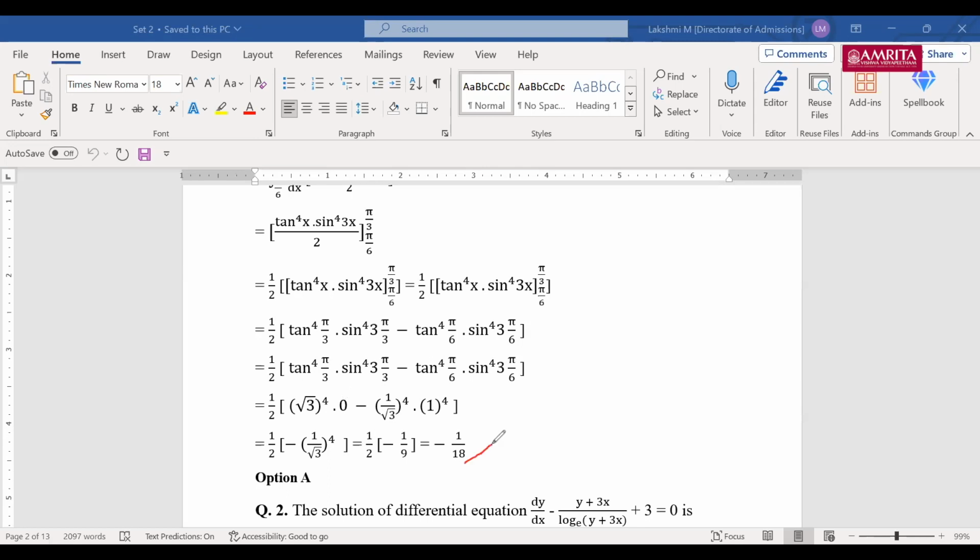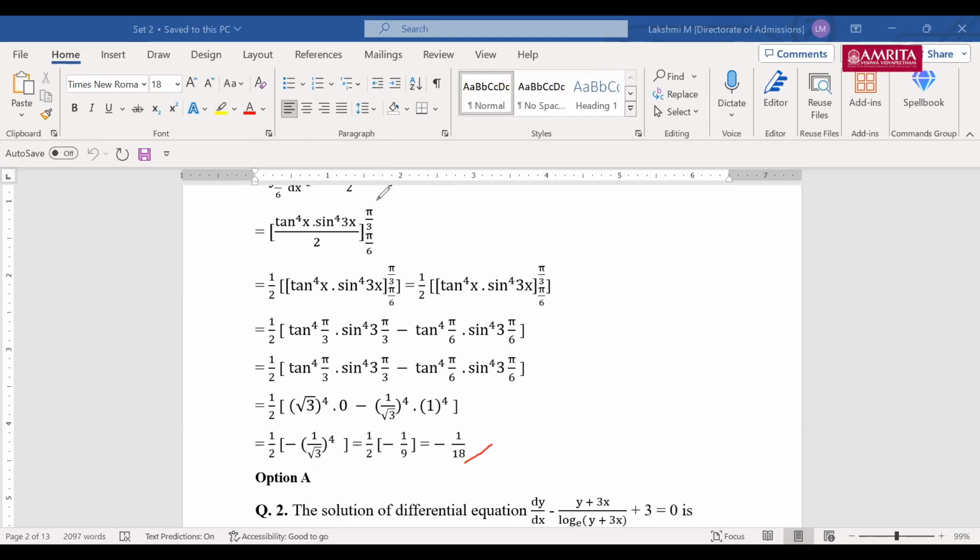And what I understood is somebody has already replied that the answer is option B. Maybe you have missed that 2 factor here. Otherwise, it would have been 9.